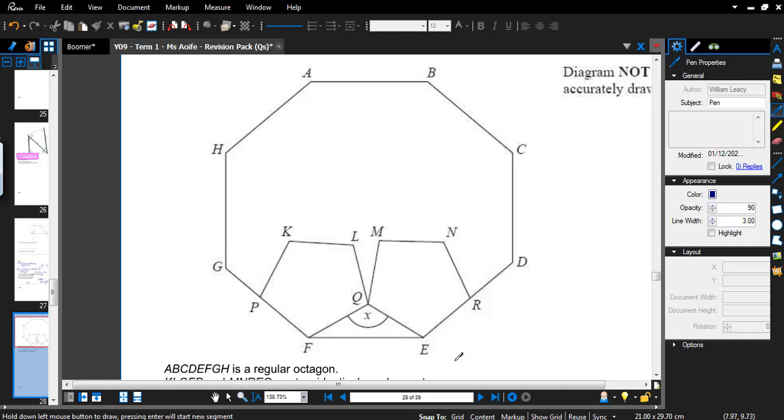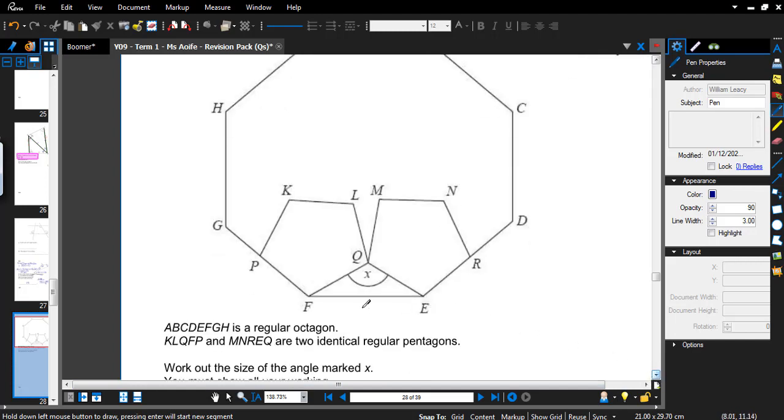Anyway, what do we have? I'm not even looking at the question. Whatever, we can just write down what we have. Regular octagon, regular pentagons. Alright, so let's go. Regular octagon. We need to get x. Okay, let's start filling in what we know.